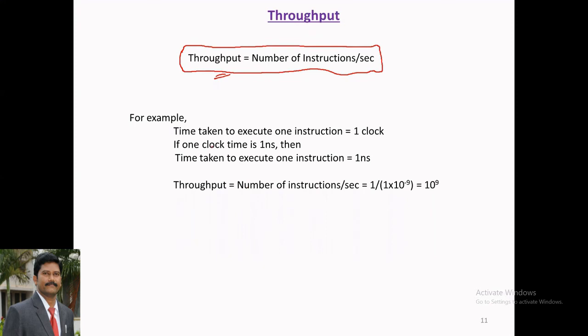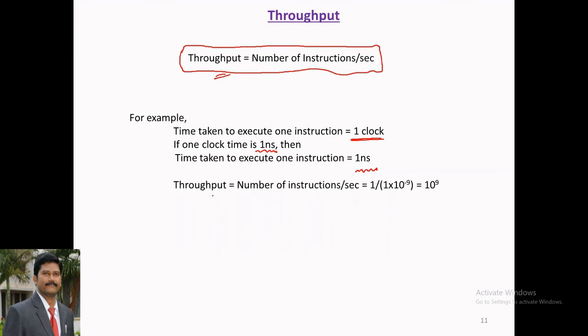Okay, for example, let us say the time taken to execute one instruction in a pipeline is approximately 1 clock cycle. If 1 clock time is 1 nanosecond, then the time taken to execute one instruction is only 1 clock, that's why 1 nanosecond. That means to execute one instruction it will take 1 nanosecond. Now the question is, per second how many instructions?